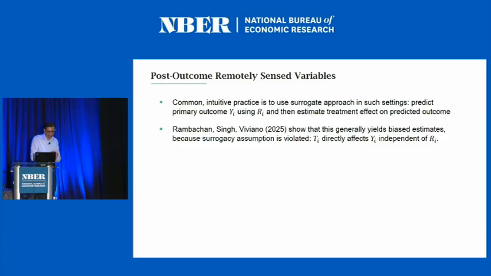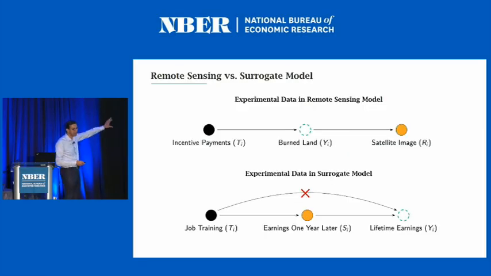So what Rambachan, Singh, and Viviano show is that that's generally going to yield biased estimates, and we can connect it back to the surrogacy framework that we just talked about, because this is exactly a case where the surrogacy assumption is violated. That is, treatment is directly affecting the outcome of interest, independent of the surrogate, independent of the proxy variable. So let's contrast the DAGs in the two cases.